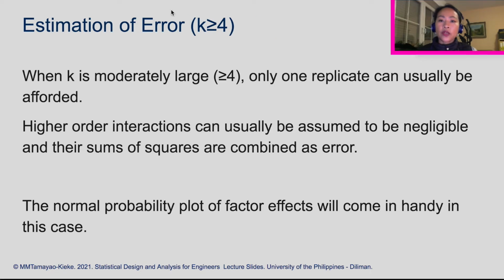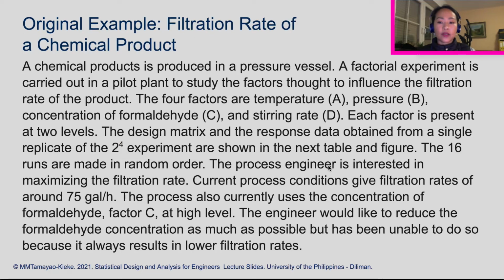So when your k is greater than or equal to 4, that is, when it is moderately large, only one replicate can usually be afforded. Now, higher order interactions can usually be assumed to be negligible, and their sums of squares are combined as errors. Now, the normal probability plot of factor effects will come in handy in this case.